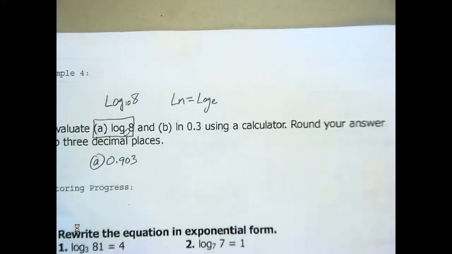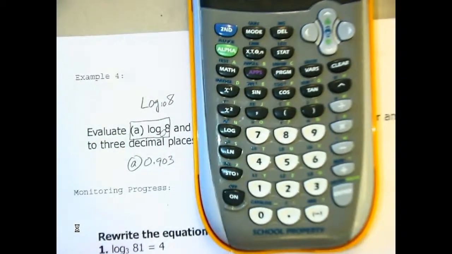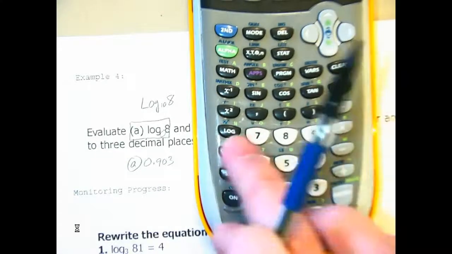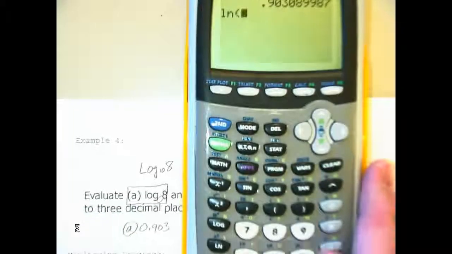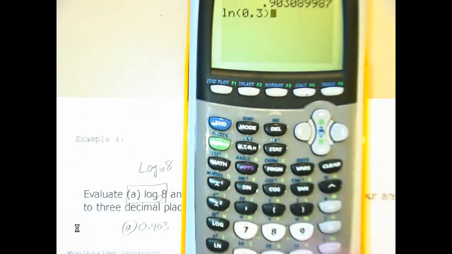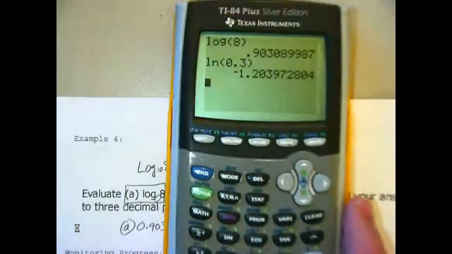Now, there is a special button on your calculator that says ln. So if you push ln, it gives you that. And then you put in 0.3 and you get negative 1.204.